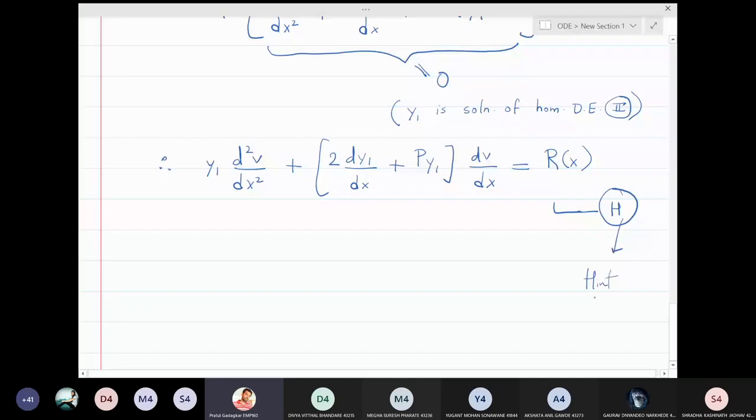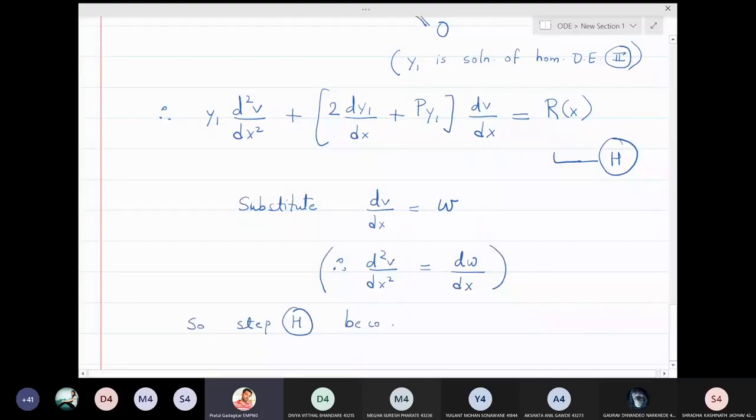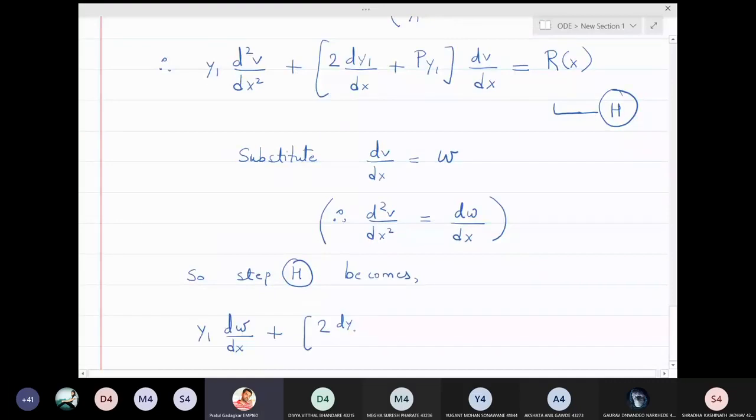Now we will substitute here dv by dx by just w. Okay, let me write w properly. It's looking like omega. Okay, w. So when I substitute dv by dx equal to w, this means that d2v by dx square, when I take the derivative, will become dw by dx. So this is a consequence of the above substitution. Therefore, step h becomes y1 dw by dx plus 2 dy1 by dx plus p y1 w is equal to r of x.